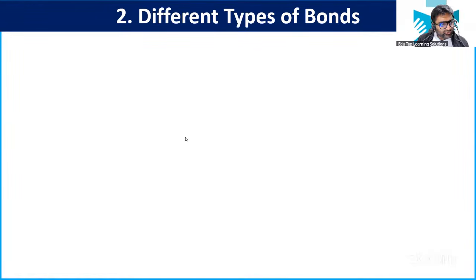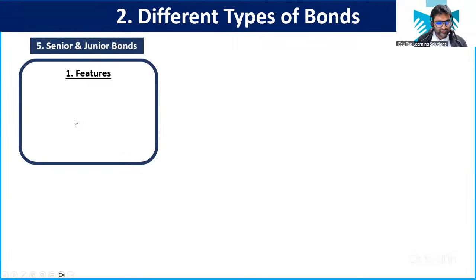Okay, calling by the holder can also be done in this. Yes, here there is no redemption, but generally companies issue with the option for calling. Okay, so we will talk about that. Now moving ahead, we also have senior and junior bonds.